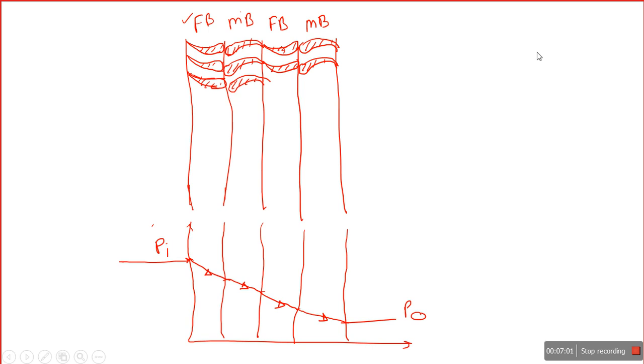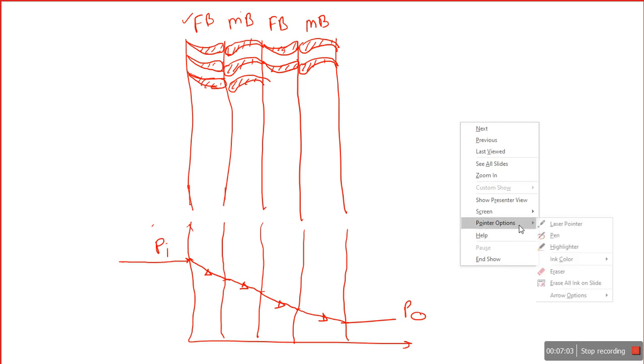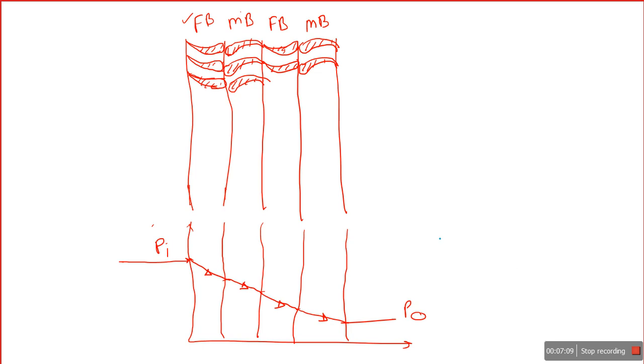Now what about velocity? I'm just changing this ink color so we can easily identify the variation. When the superheated steam at high pressure comes through the fixed blade, which acts as a nozzle, there's a drop in pressure and an increase in velocity. When that high velocity steam strikes the moving blade, there is a drop in velocity.